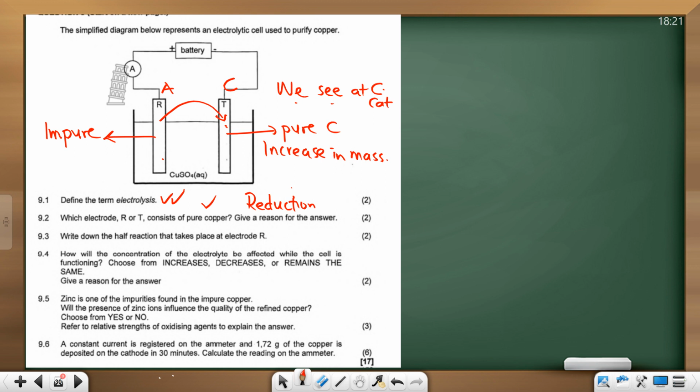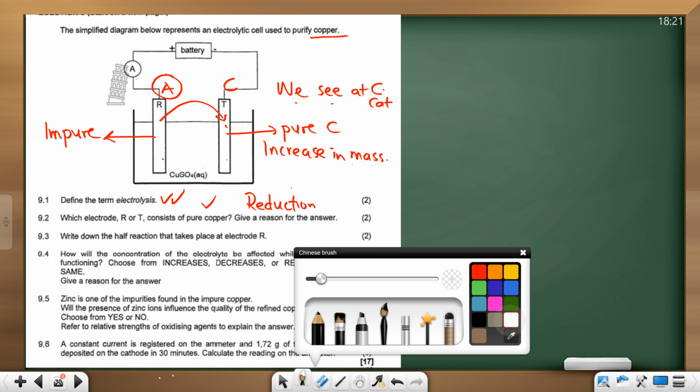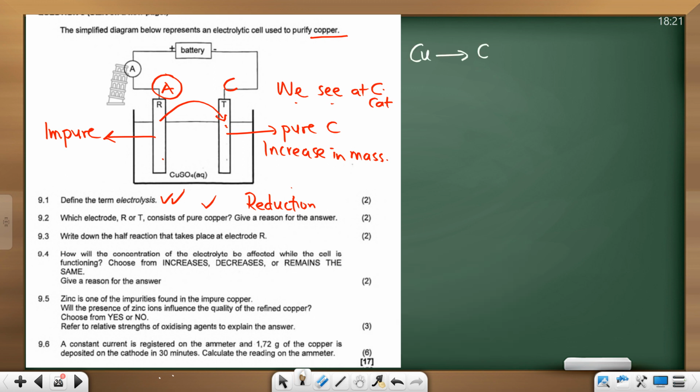Okay, write down the half reaction that takes place at R. This is what? The anode, which is oxidation. And we are dealing with what? Copper. What are we going to write? Copper would give me what? Cu2+ + 2e-. This is you writing from the right-hand side to the left. Don't even worry about the table. Just focus. Okay. How will the concentration of the electrolyte be affected while the cell is functioning?